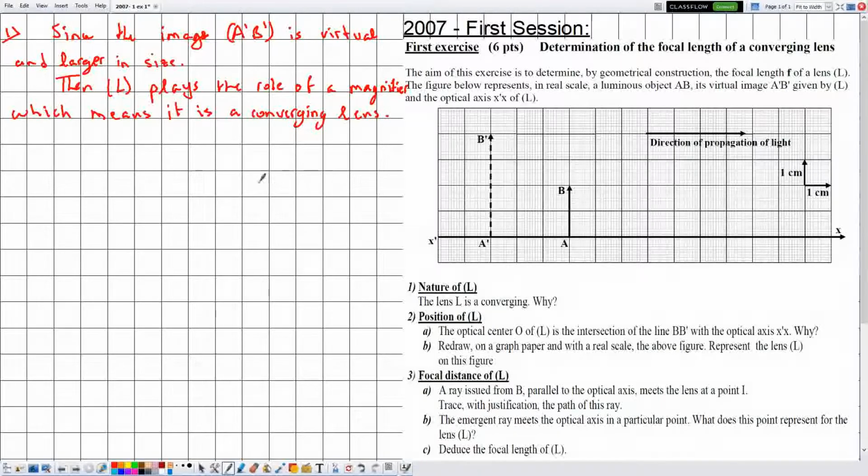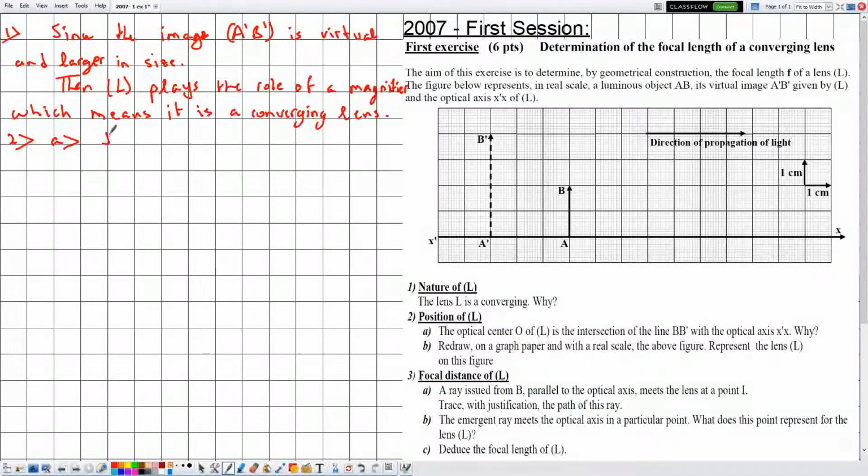Okay, so this is it for part 1. Now part 2, position of L. Okay, part A. They are telling me the optical center O of L is the intersection of the line BB prime with the optical axis X prime X. Okay, we know that an incident ray issued from B passing through the optical center emerges going to B prime or as if coming from B prime. Therefore, the points B, B prime and O belong to the same straight line. For this reason, the intersection of the line BB prime with the optical axis is the optical center. They are telling me why, so let's justify it.